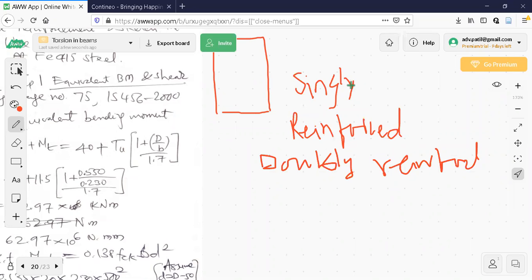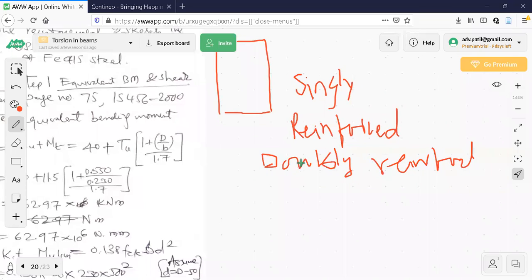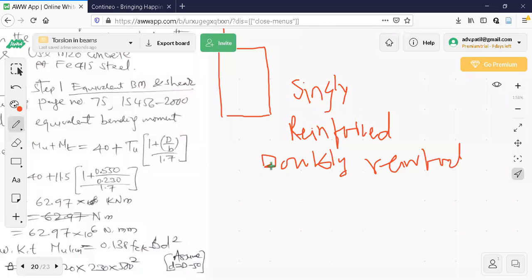If it is a cantilever, you cannot use WL square by 8. You have to use WL square by 2, if he says it is a cantilever. Similarly, a doubly reinforced beam which is simply supported, or a doubly reinforced beam which is a cantilever beam. So one can design doubly reinforced cantilever beams and doubly reinforced simply supported beams.